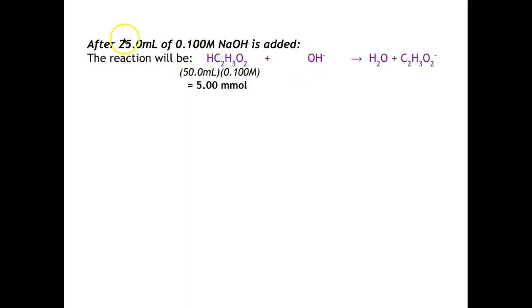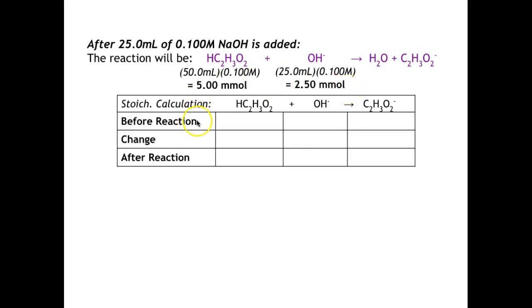And to that, we're going to add 25 milliliters of 0.1 NaOH. So 25 times 0.1 is 2.5 millimoles. So now we're going to do our BCA table. So before the reaction takes place, we have 5 millimoles of our acetic acid, and to that we're going to add 2.5 millimoles of hydroxide. So hydroxide is going to be our limiting reactant, so we're going to use that all up.